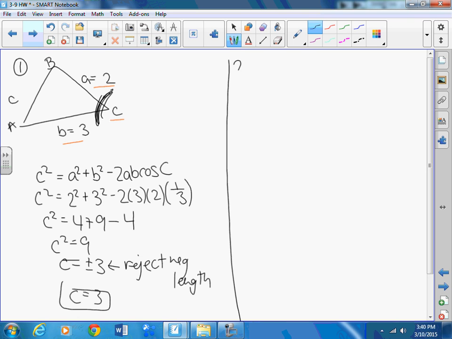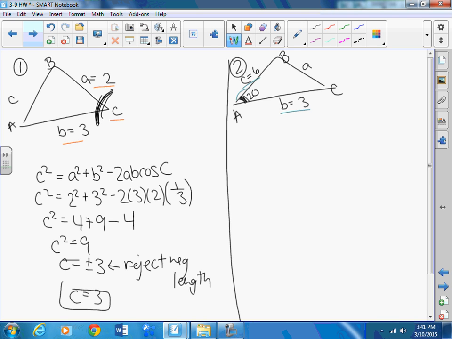Moving on to number 2. We also have another triangle labeled A, B, and C. Very creative. So here has to be my little a, here has to be my little b, here has to be my little c. They tell me little b is 3, little c is 6, and angle A, so this is the actual measure of this angle, is 120. Alright, find little a. That's perfect.